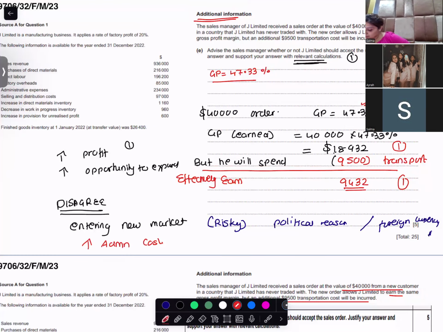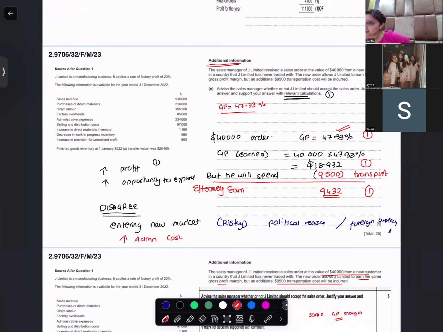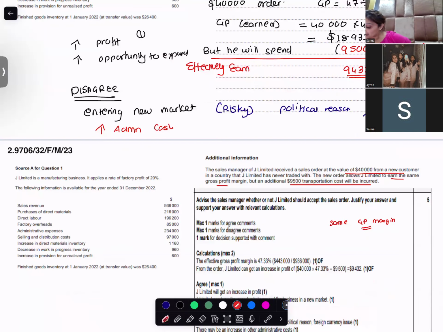Done. So with this we complete 9706 Feb March 2023. This is the first question that was asked in the paper of Feb March. Okay. Bye.